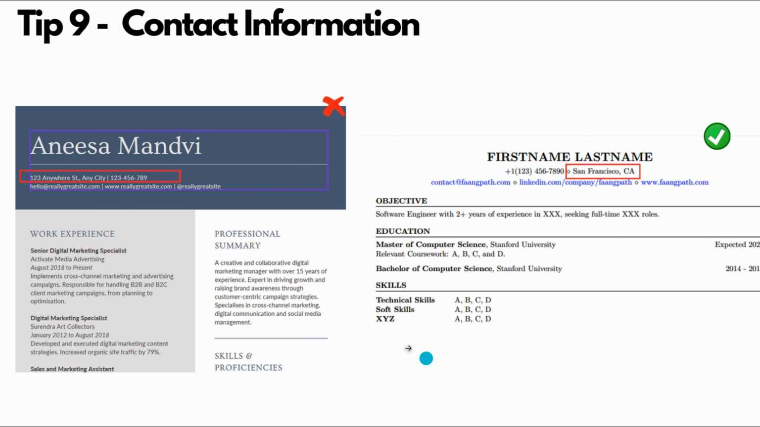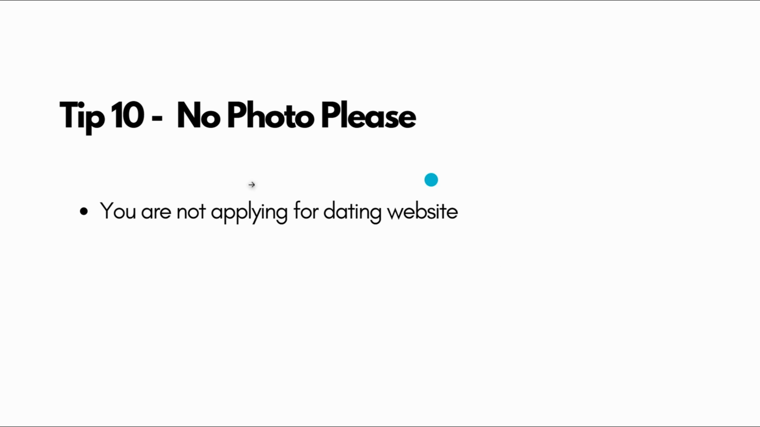If you see another example of a resume where they have mentioned San Francisco and CA. So only the city name or the state name you can mention. This is one thing that you should take care of. You should not have to mention all your personal details in your resume. Let's go to the next point.